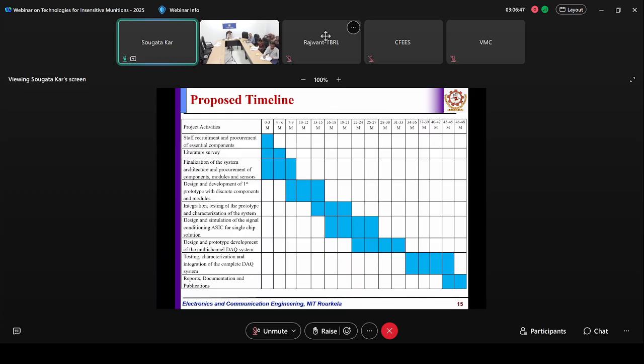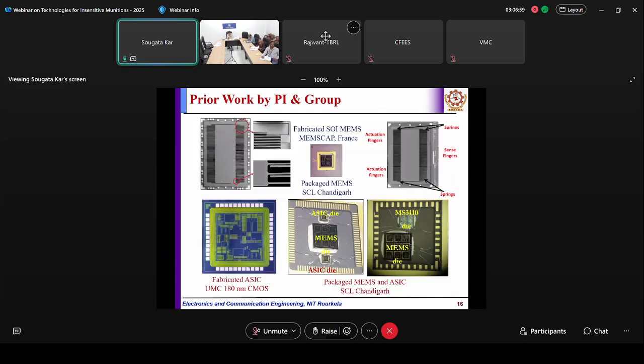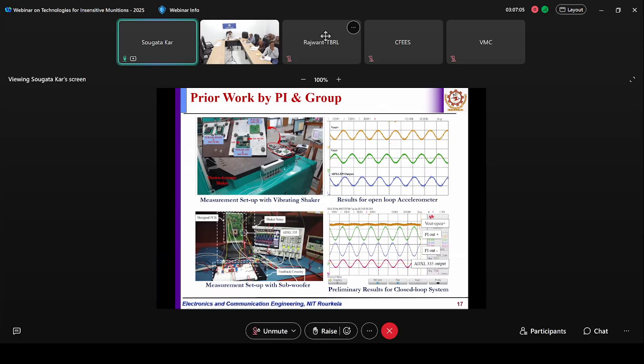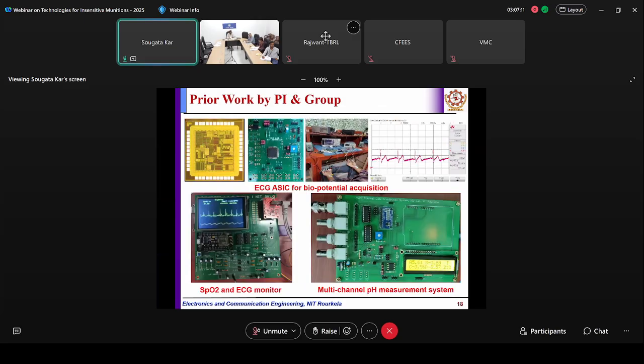Once we develop the single module, I think it won't take much time to make the complete data acquisition system. These are a few works the PI and the group have done before, like accelerometers and signal conditioning circuits. These are the different hardware modules we have developed in our lab, and these are the typical publications we have. These are the sponsored projects we have handled.